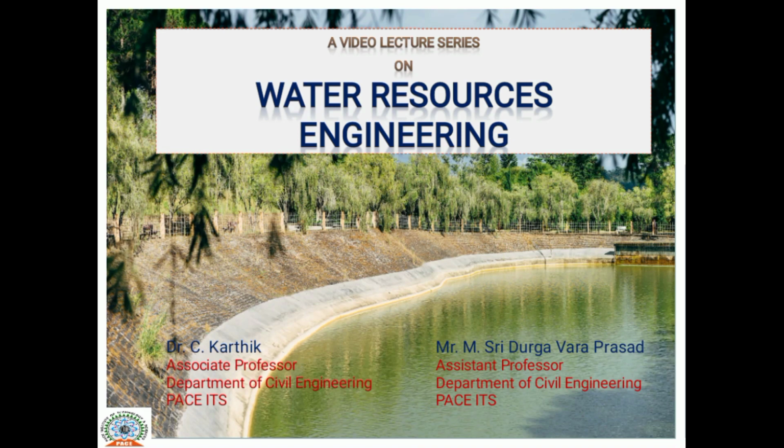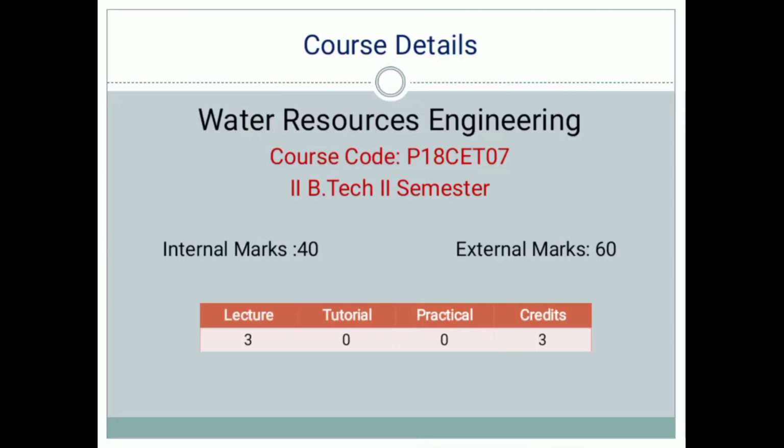So, the first slide, this is my course details. The course code is P18C07. It is usually taught in the second BTech second semester. My course has internal marks of 40 and external marks of 60. I have 3 lecture hours per day, and the credit for my course is 3.